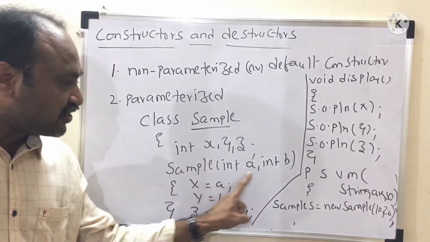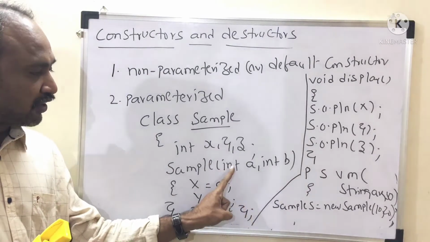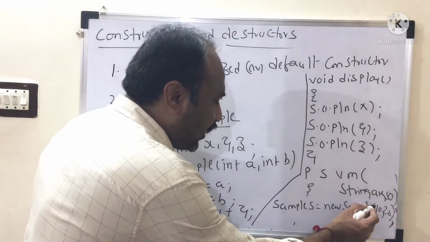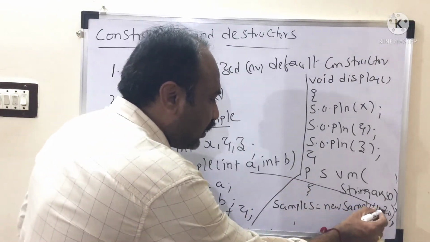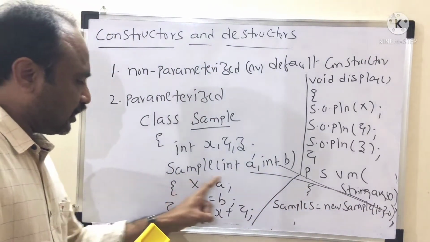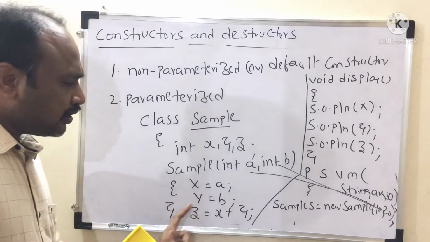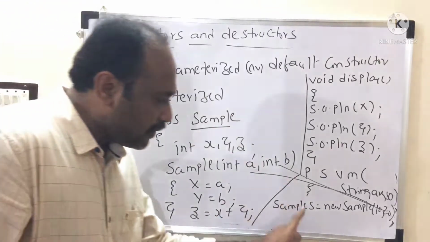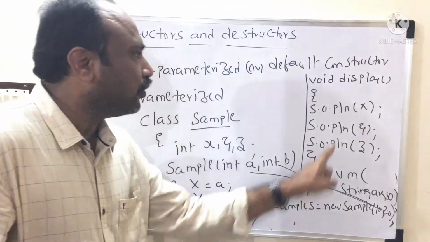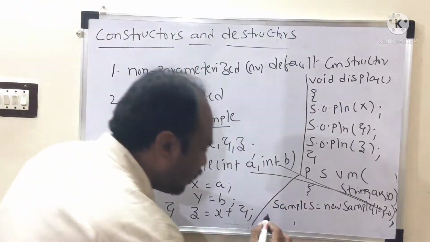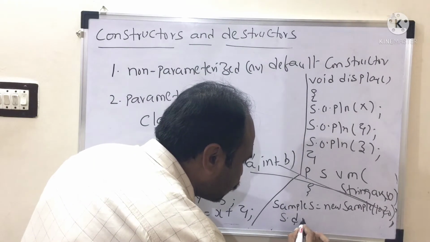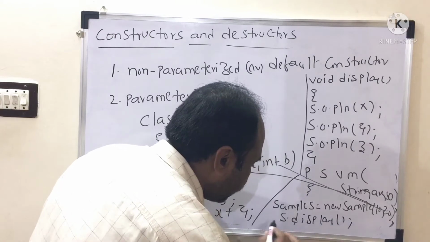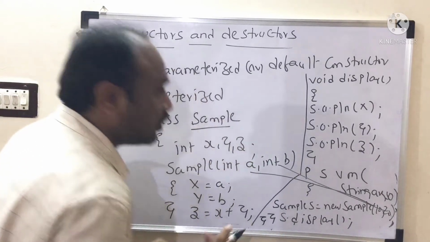Because this constructor is having two parameters. What parameters? Integer parameters. I am passing 10 and 20. 10 is copied into a, 20 is copied into b. x equal to a, y equal to b, z equal to x plus y. Constructor close. Back to the main program. Now I have to access display: s dot display. Main close, class close.